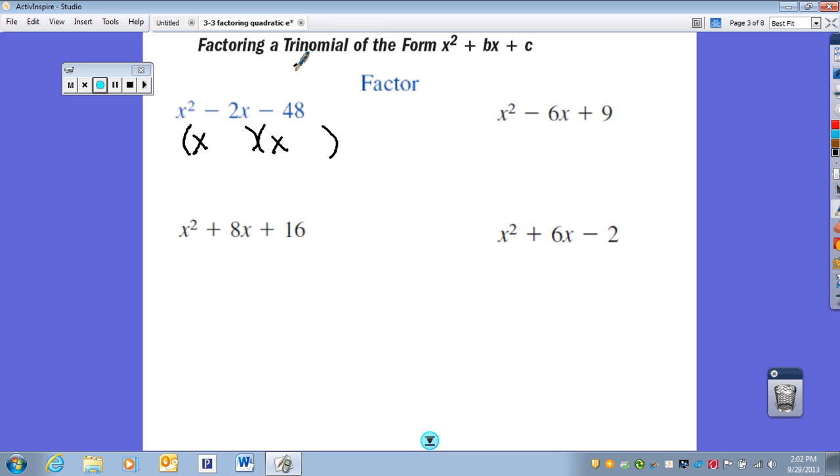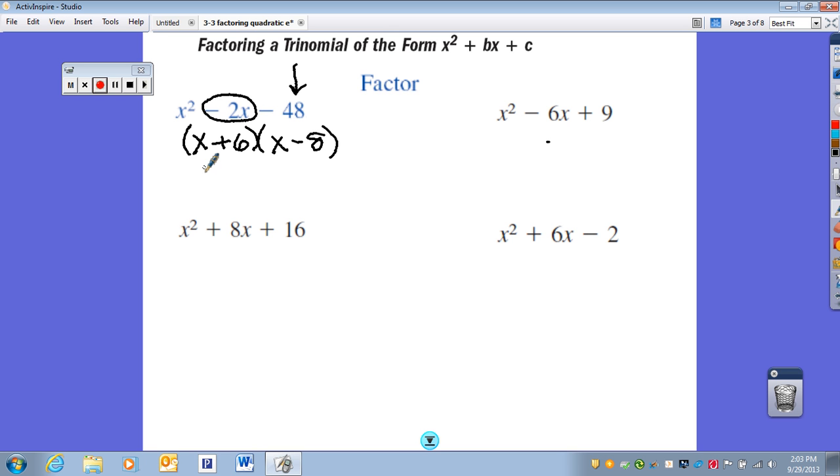Then we decide what would I multiply together to get negative 48, but when I add it together, I get negative 2x. So thinking of those factor pairs, I would have 6 and 8, and when I add them together, I need to get a negative 2, so I'm going to use a negative 8 and a positive 6. It isn't required, but you may want to check. We already know that the first times the first is going to give us our x squared, and the last term in each, 6 times negative 8, is going to give us negative 48.